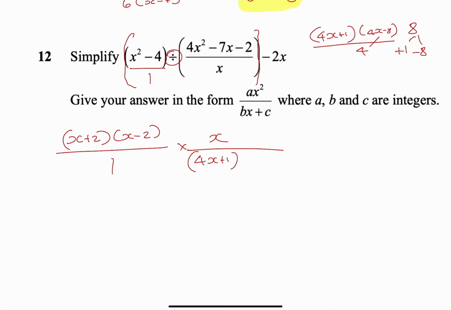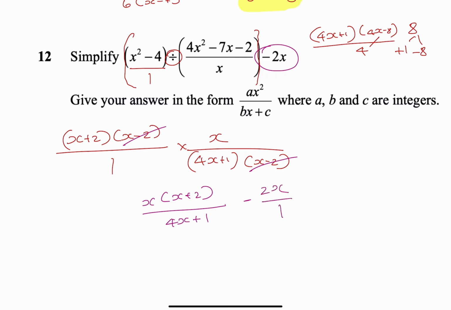And always remember, I can do up and down cancel or cross cancel. Up and down, no, cross. That. What do we have then? You have x bracket x plus 2 on the top, and on the bottom you got 1 bracket 4x plus 1. So I'm just going to say it's 4x plus 1 then. Okay, then I'm just going to end up with minus 2x. Minus 2x means minus 2x over 1.